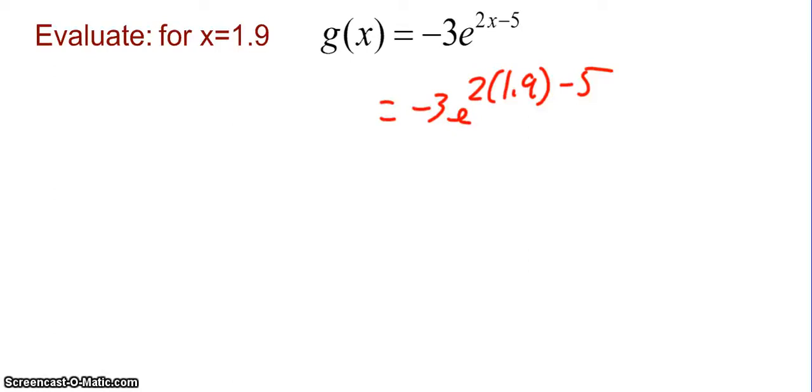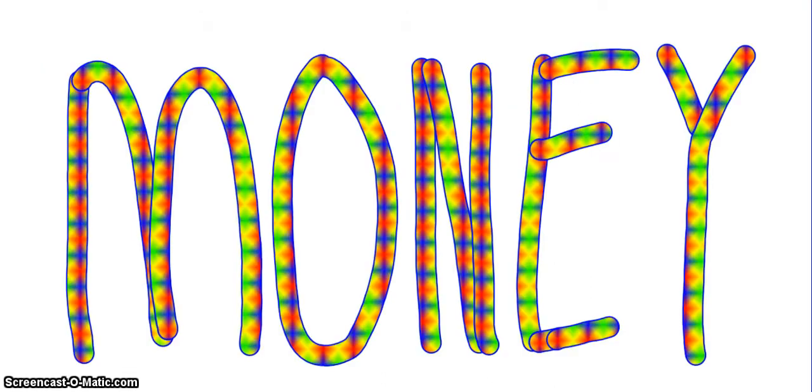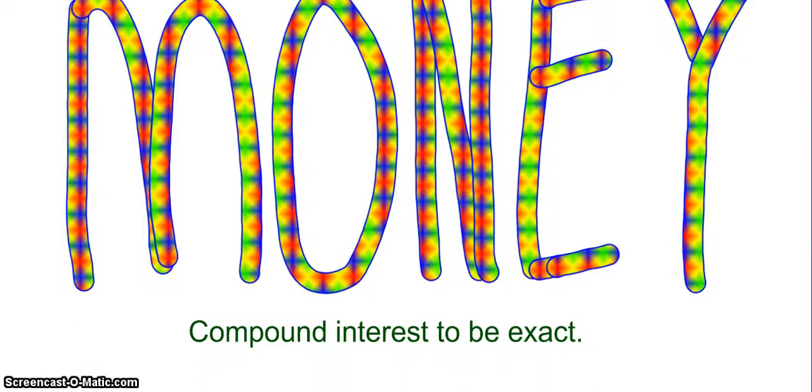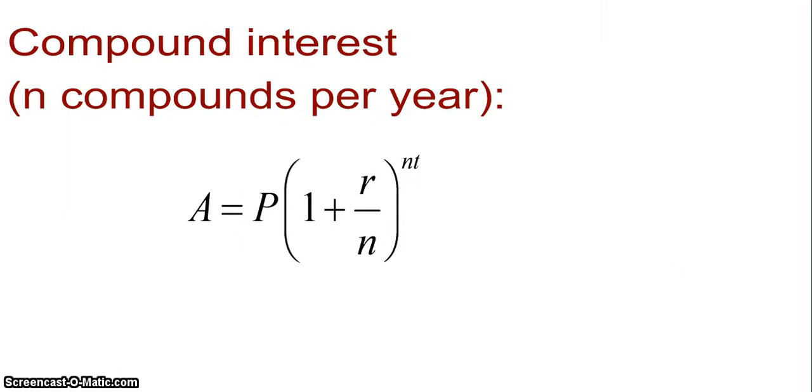Okay, so now here in part 2, we're going to move on to a couple of applications. What's one of the biggest applications that we just saw at the beginning of this lesson, and that is money! We all love money, so this is a good thing. What exactly are we talking about? We're talking about compound interest. So we need to know our compound interest formulas.